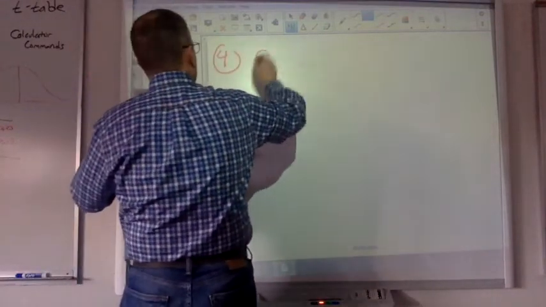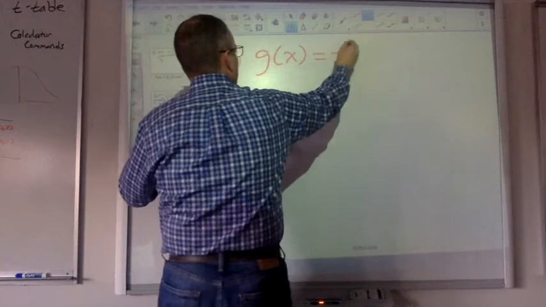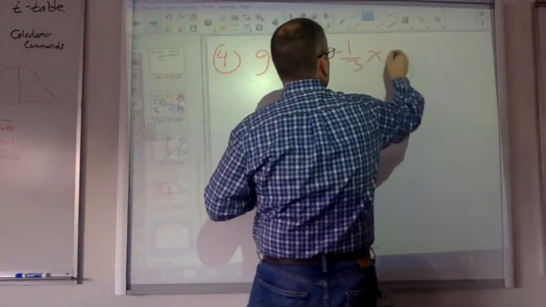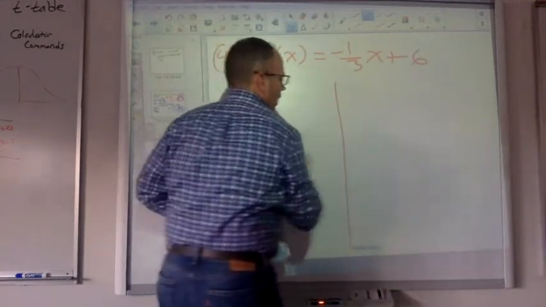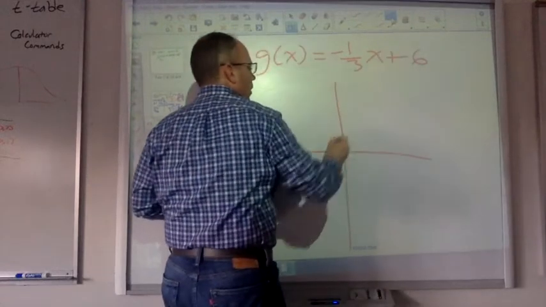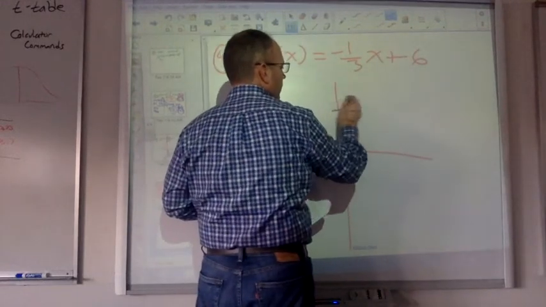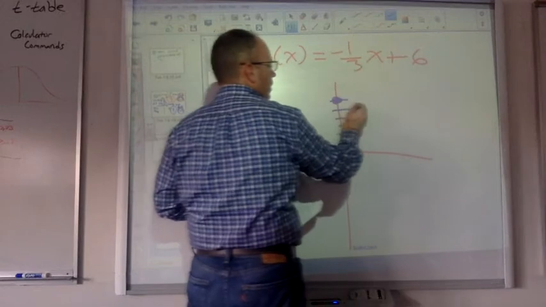For 4, I have g of x is equal to negative 1/3 x plus 6. This is a linear equation. It's not raised to an exponent. My y-intercept is 6. And then I'm going to go down 1, right 3.